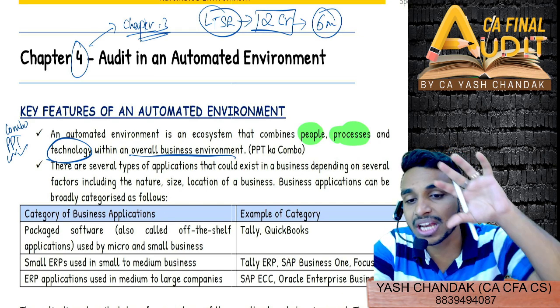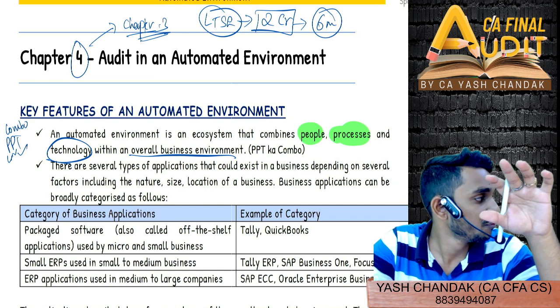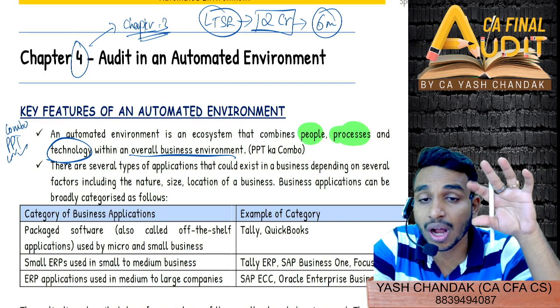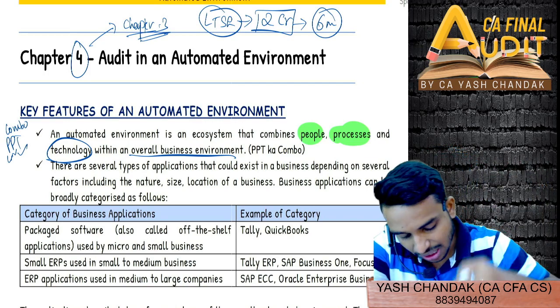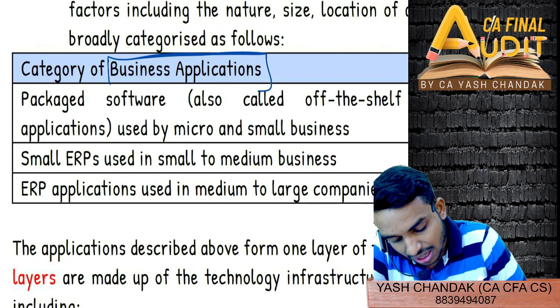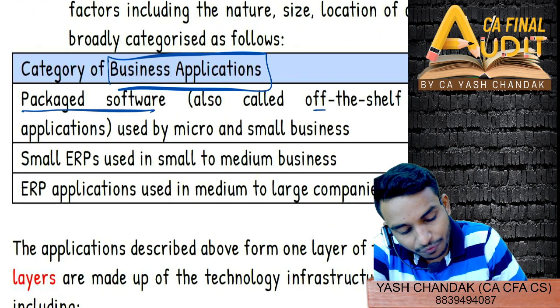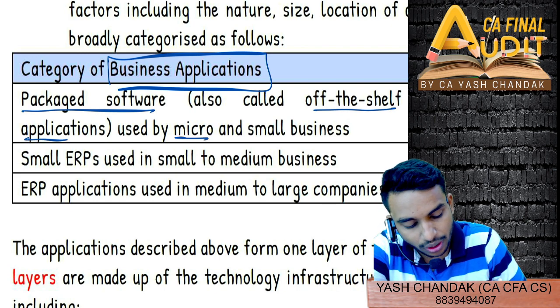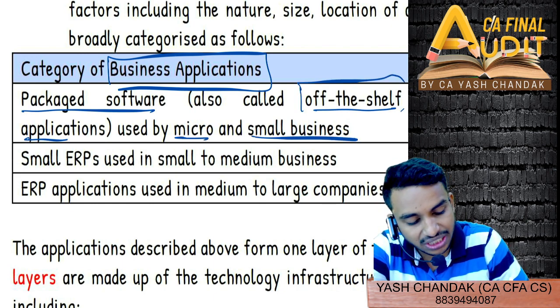So we will be dealing here specifically with accounting applications, more or less accounting software. These are further divided into three categories. The first category of business application is packaged software, also called off the shelf applications, used by micro and small business. What do you mean by off the shelf?